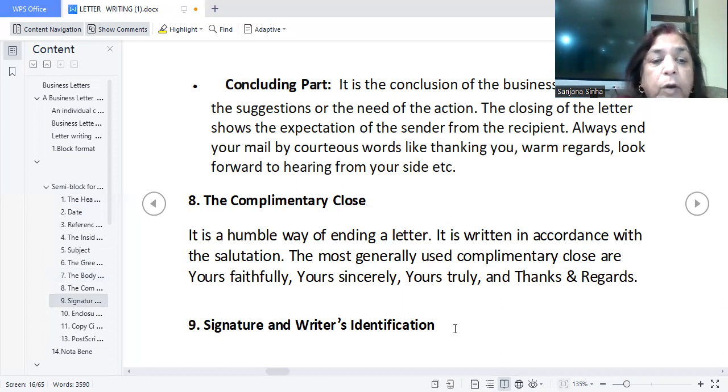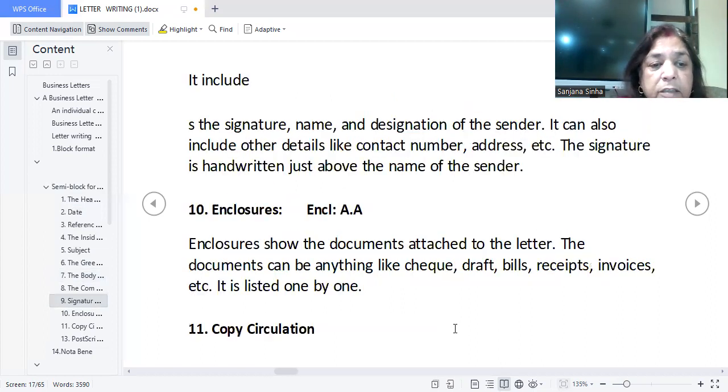You'll write your name and your identification. You can include your telephone number. You can include your designation if you're working anywhere. So signature, the writer's identification: the name and designation of the sender. It can also include other details like contact number, address, etc. The signature is handwritten just above the name of the sender. So you will type out your name and your designation. You will leave two spaces so that you can sign off over there.